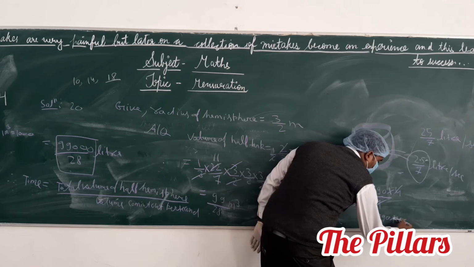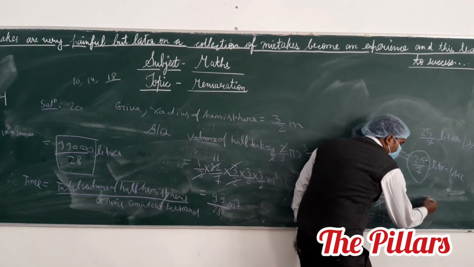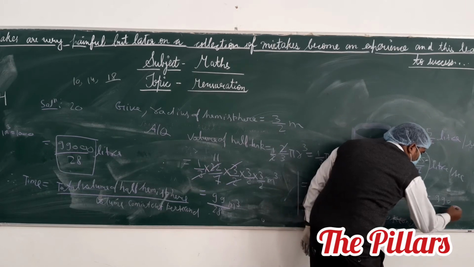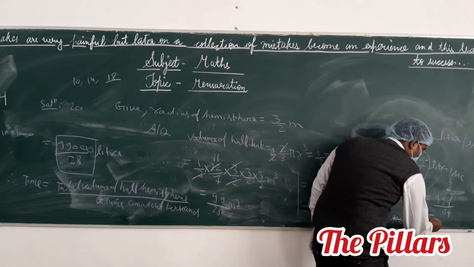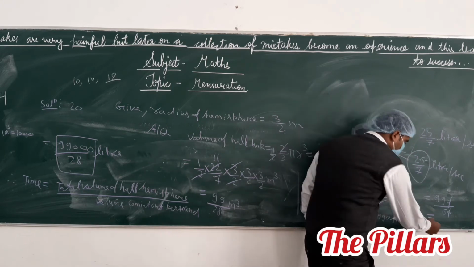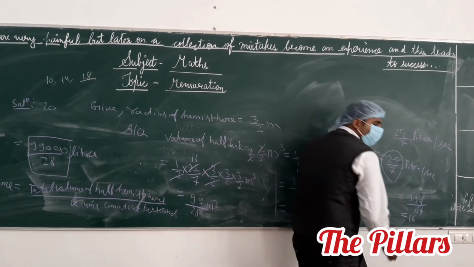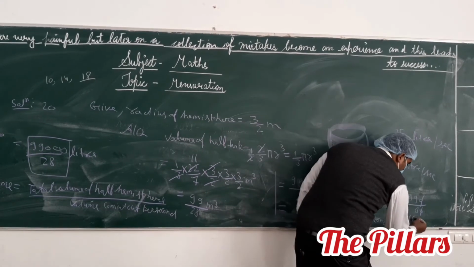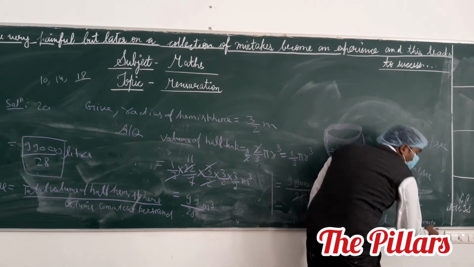If you want to convert it into minutes, divide by 60. 990 divided by 60, the zeros cancel out, so 99 divided by 6 gives 16.5 minutes. This is your answer. Once again I have to repeat this question.